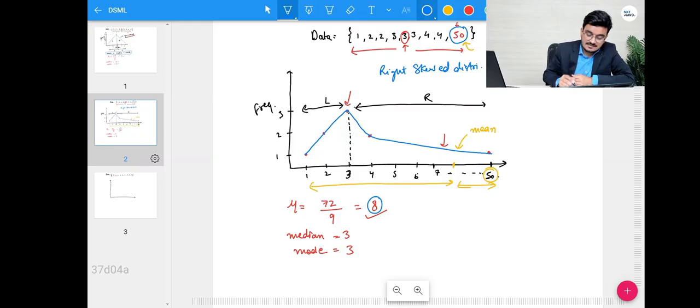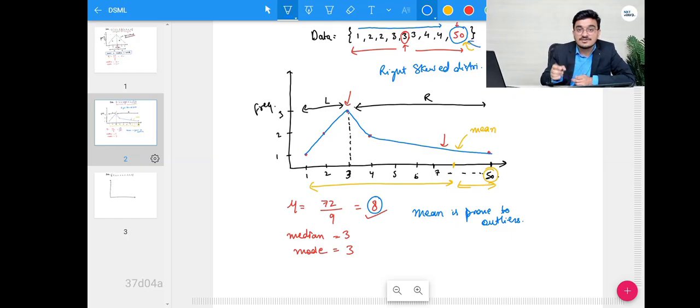We can say that mean is prone to outliers, where outliers are nothing but abnormal observations or something that is not following the general trend of our data or general distribution of our data. We can see most of our values are around 3 and 4, but there is a value 50 which is very high compared to other values, right? We'll discuss outliers in detail further in the session. For now, let's have a look at the left skewed data as well.